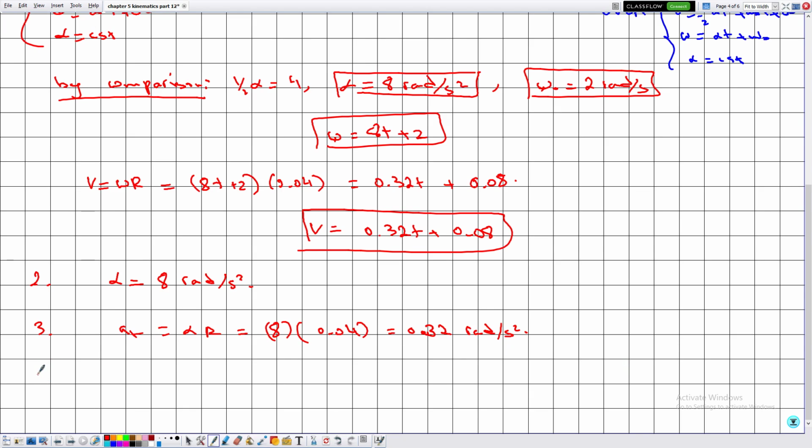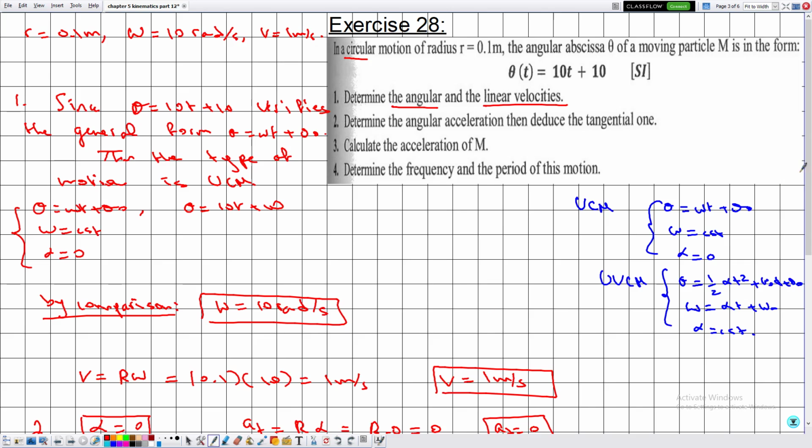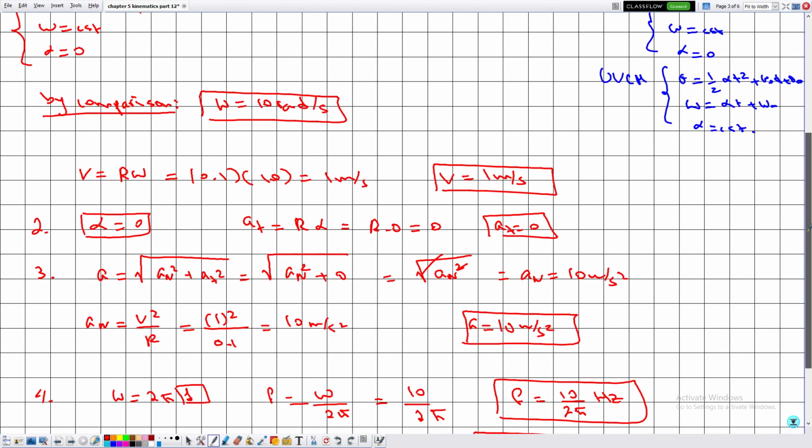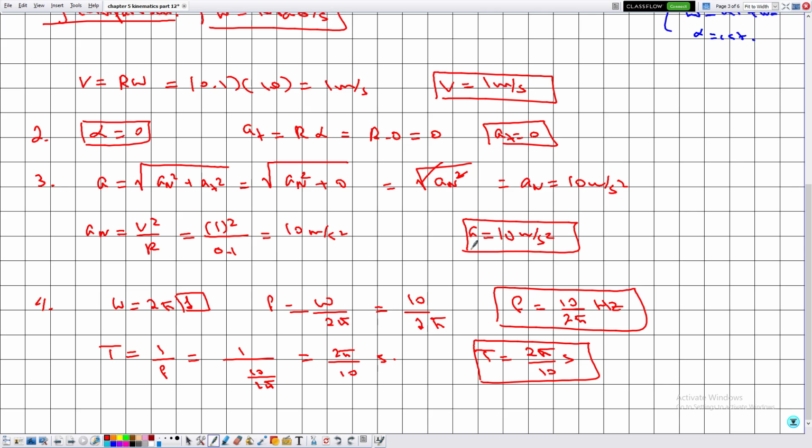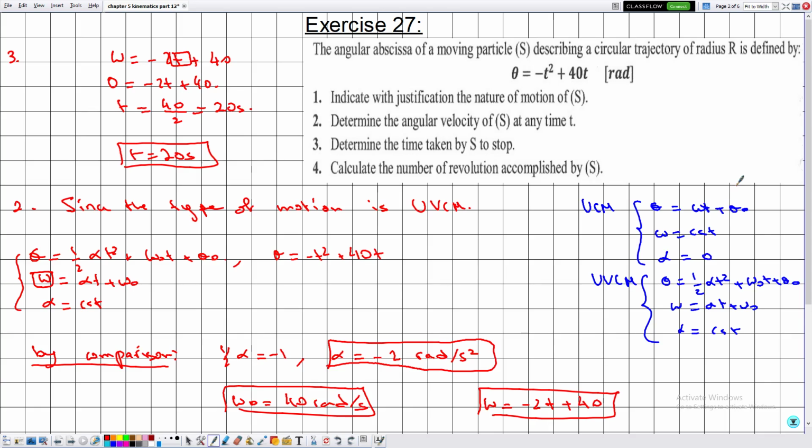Sorry, this is not radians per second square, this is meter per second square. Let me check. Okay, so here make sure that it is meter, and we didn't discuss here. Okay.